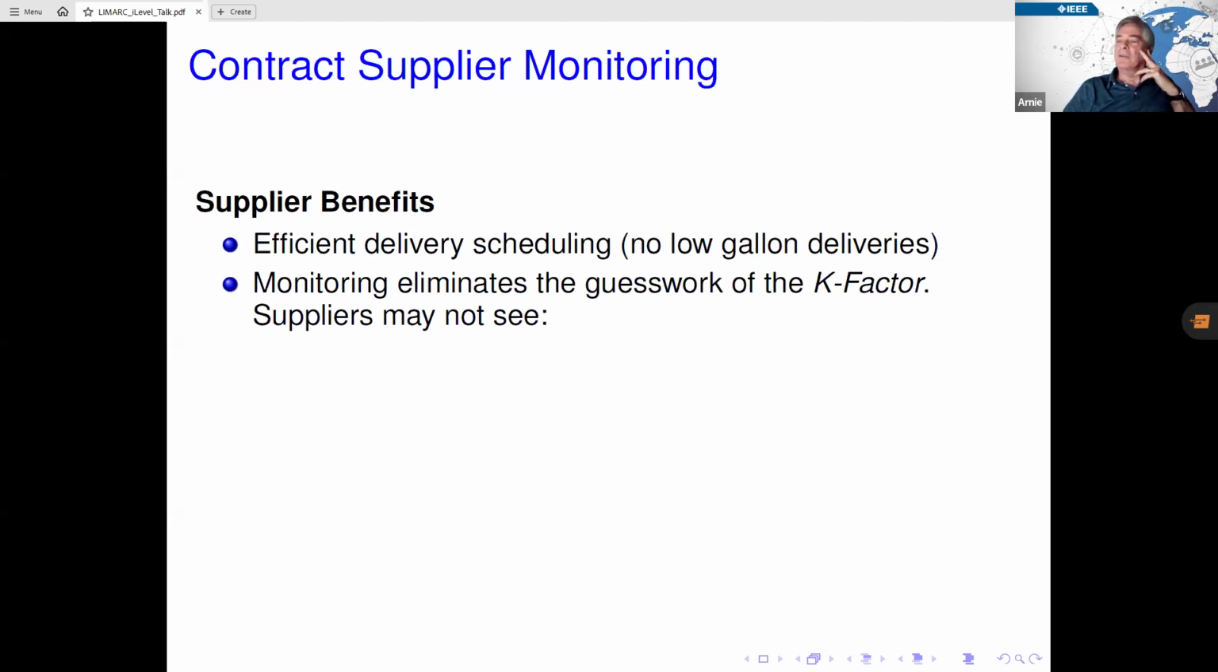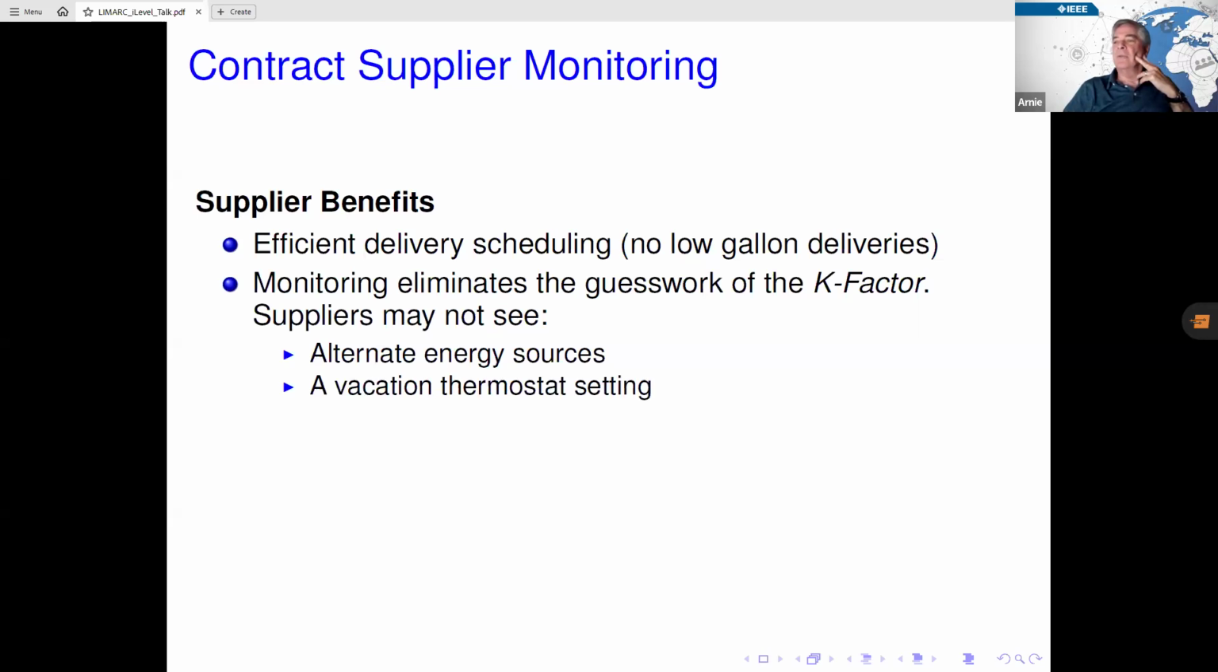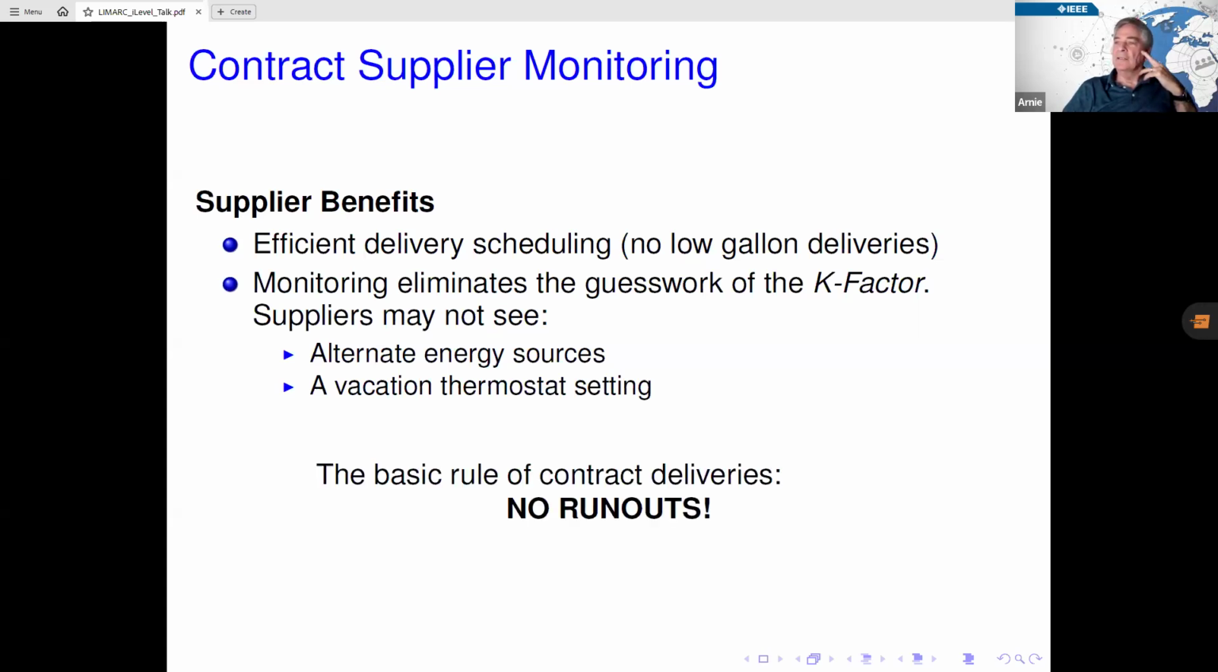So they use the K factor, but the problem with the K factor is that nowadays you might have, for instance, a heat pump in your house. You might have a space heater of some sort running on electricity, and that doesn't change the degree days, but it does change the amount of heat that you're going to need inside the building, and that's invisible to the supplier. You may also be out of the house for a month or so, and your thermostat is set at a low value.